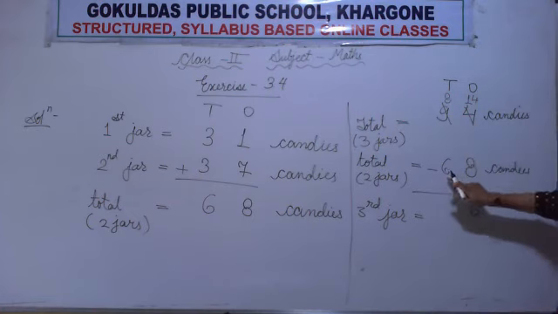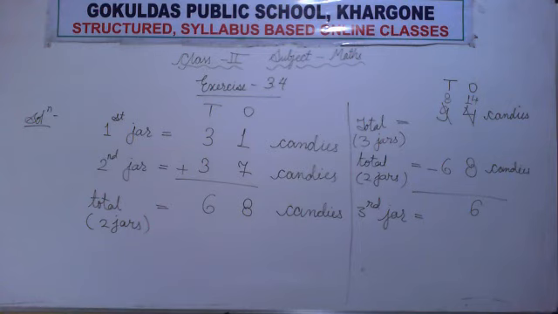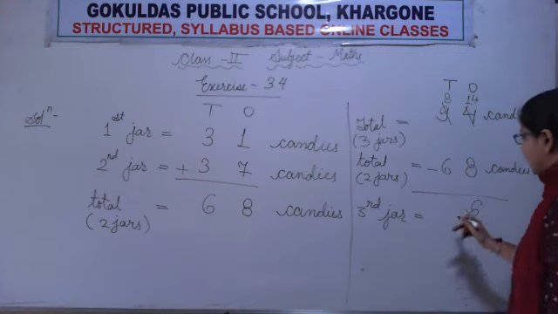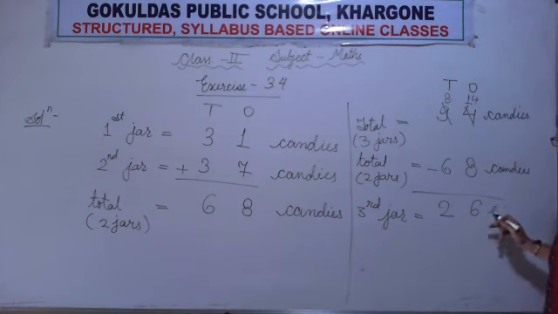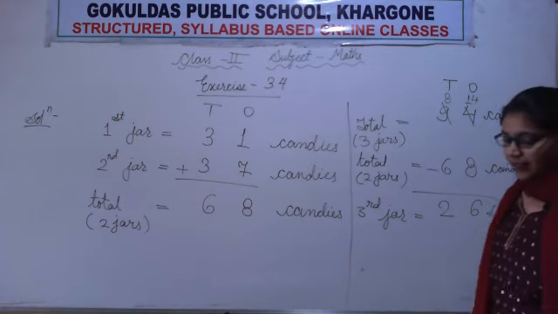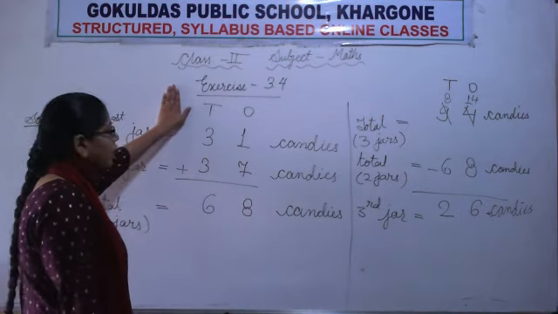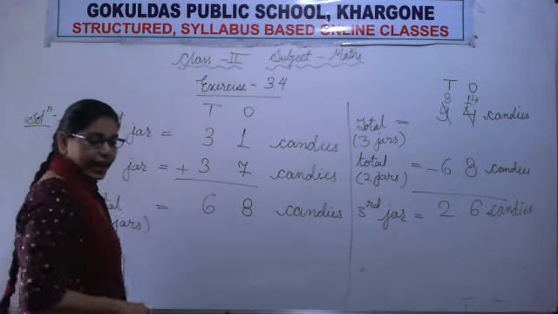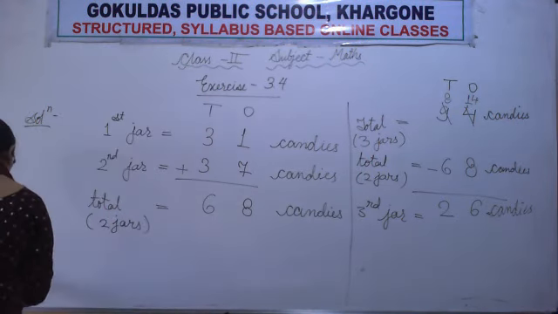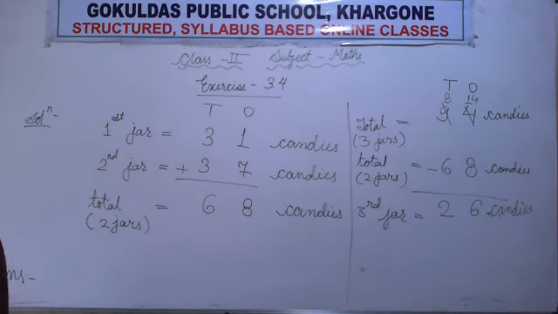Now 8 minus 6. Now subtract 6 from 8. Subtract 6 from 8. So 8 minus 6 is 2. It means the third jar has 26 candies. 26 what? 26 candies. Now, first of all, you will note down this. After writing, you will note down this below this. Okay? Now, we will write the answer. We got the answer. So, we will write the answer.